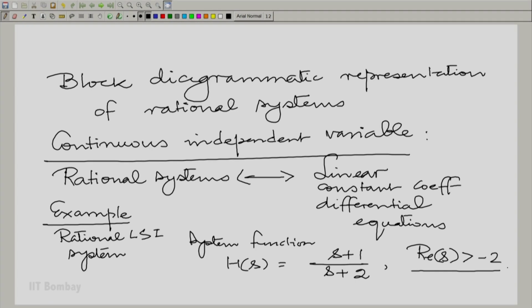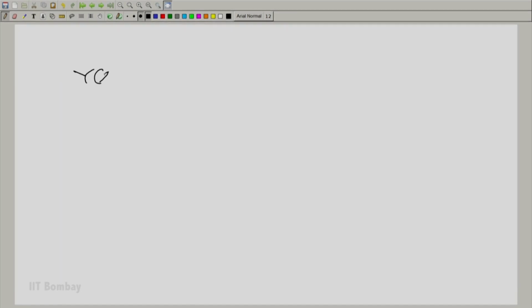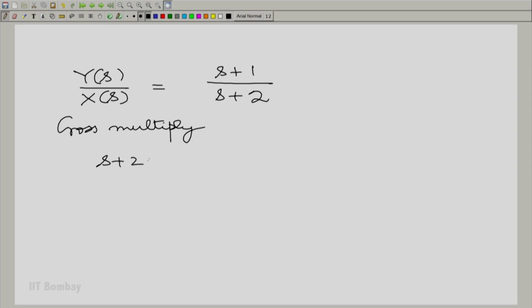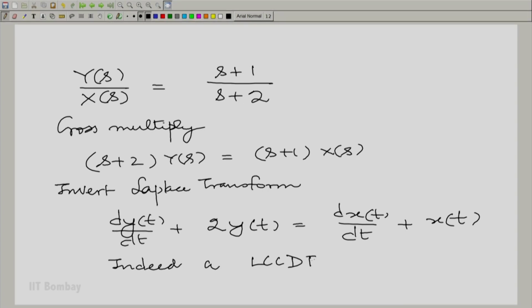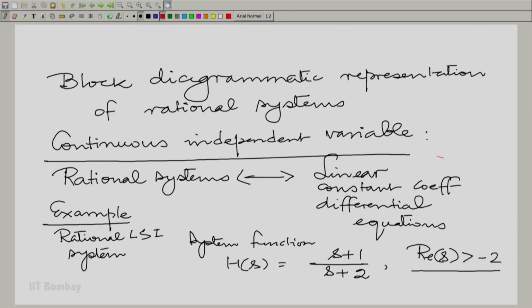Now, how do we write this in the form of a linear constant coefficient differential equation? So, let us write down what the system function means first. Y(s)/X(s) is (s+1)/(s+2), and we can cross multiply, and we can invert the Laplace transform. Now, this is indeed a linear constant coefficient differential equation. Remember, that is what we were looking for when we said that there was a correspondence.